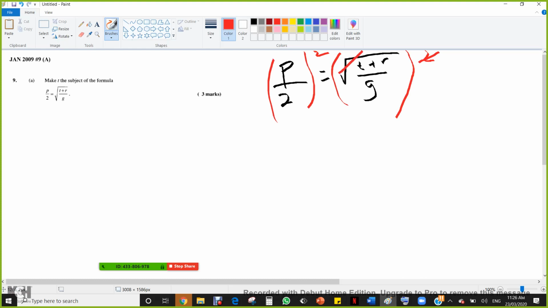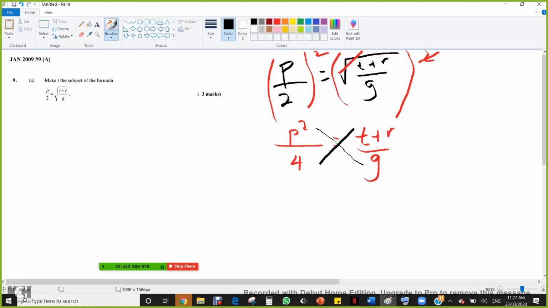So you get p squared over 2 squared, which is basically 4, is equal to (t plus r) all over g. Anybody confused? No? Okay. So we cross multiply now. We want to make t the subject of the formula, agreed?